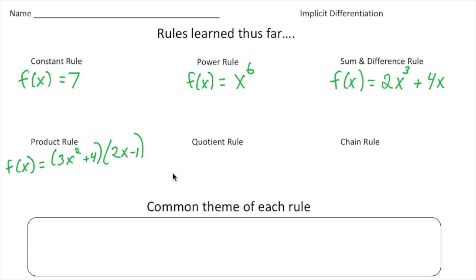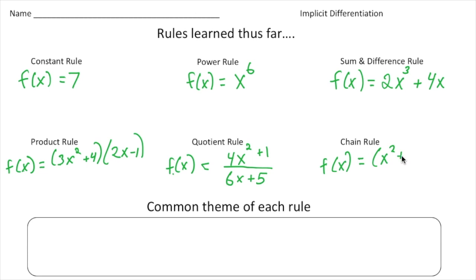Then you learned the quotient rule, which would be good for a problem like f of x equals 4x squared plus 1 divided by 6x plus 5. Last but not least, you learned the chain rule, which is used when you have a function like f of x equals x squared plus 7 to the 8th power.